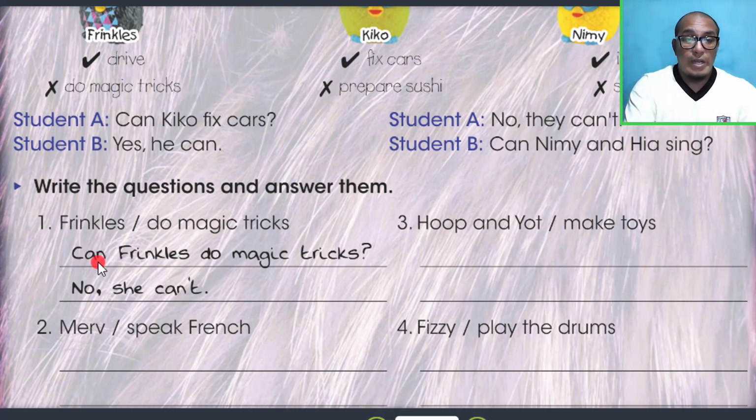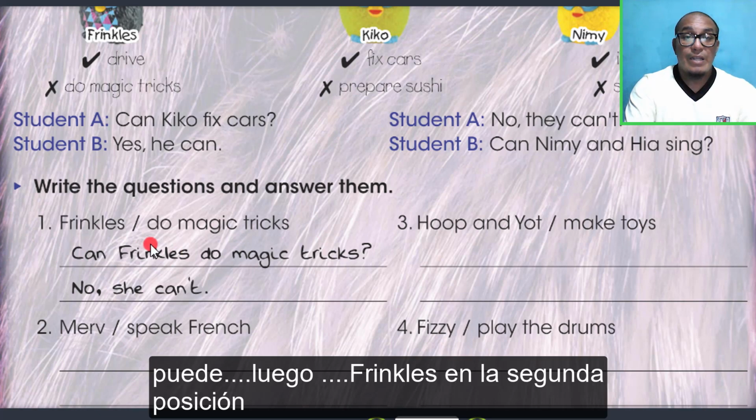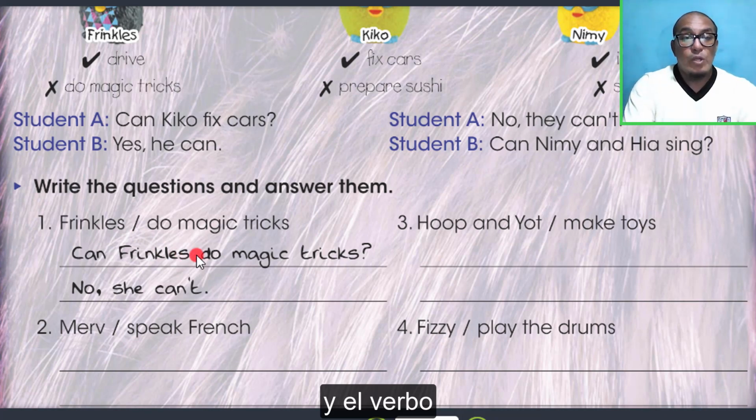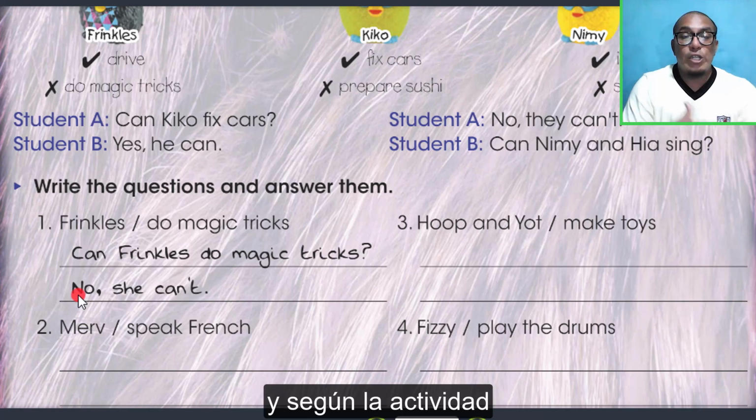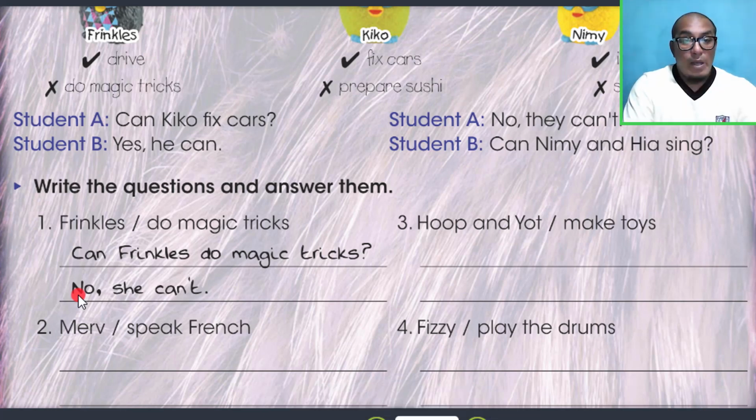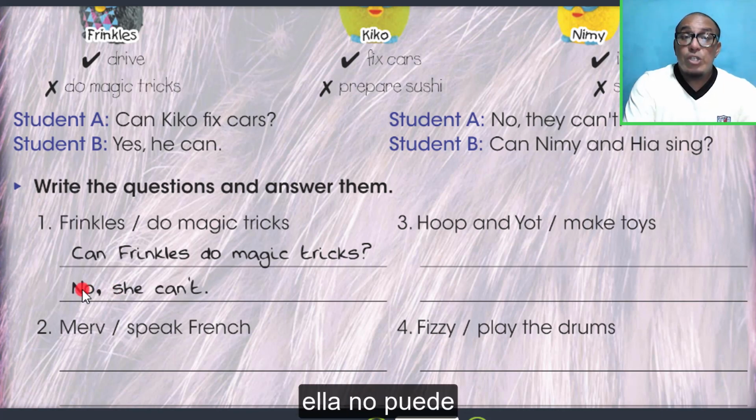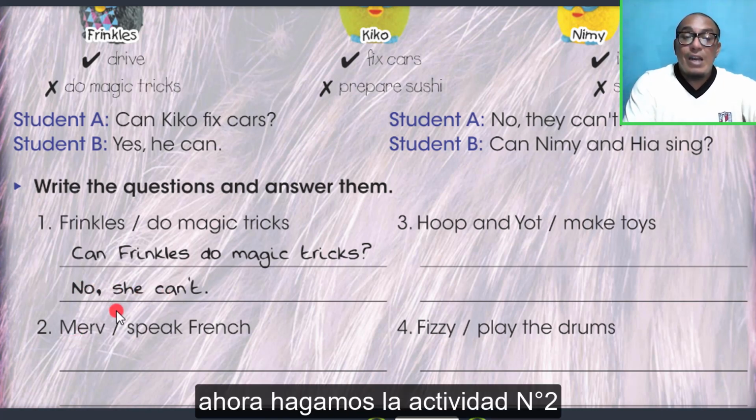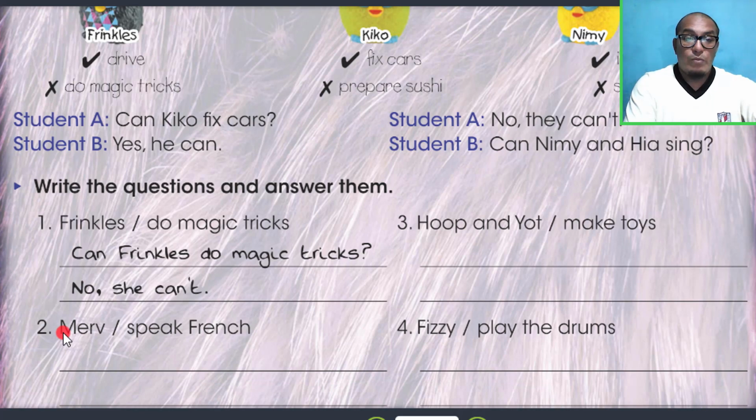First position, can. Then, Prinkles is the second position. And the verb, do magic tricks. And according to the activity, we have to put no, she can't. Now, let's do number two.